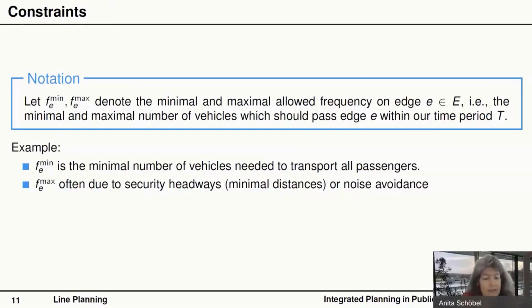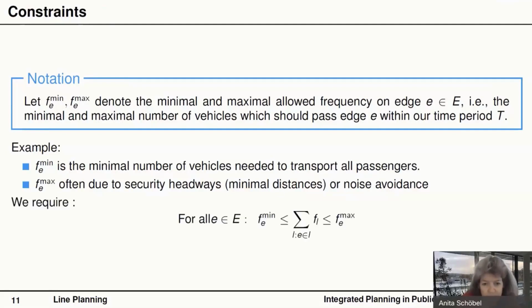On the other hand, you cannot have too many buses or trains. These models work for buses, for metros, and for trains, because, for example, in a track-based public transport system you need security headways, so you cannot have too many vehicles traveling along the same edge, because there has to be some distance between them. Also for buses there are restrictions, for example avoiding noise or traffic jams, so upper bounds are also often used. What you require is that for every edge, these upper and lower edge frequencies are respected.